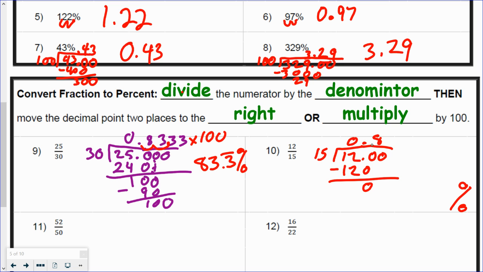Except now I have to take this and turn it into a percent. Okay, I'm not going to say this is 0.8%. Okay, now if I was to take my 0.8, and I need to move my decimal over twice, I would add a 0 to get 80%.